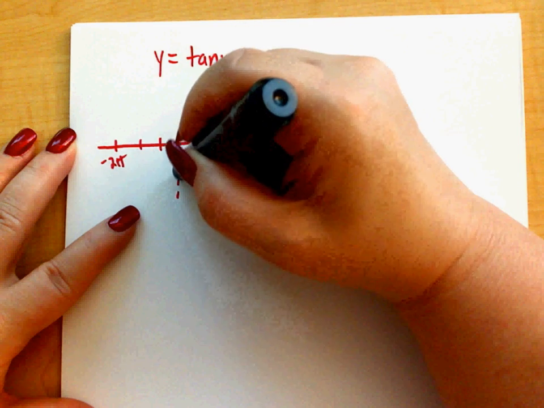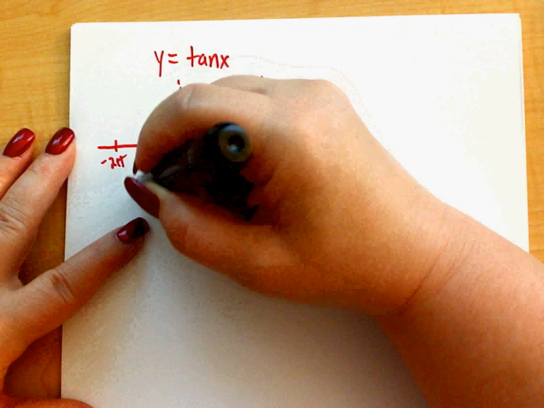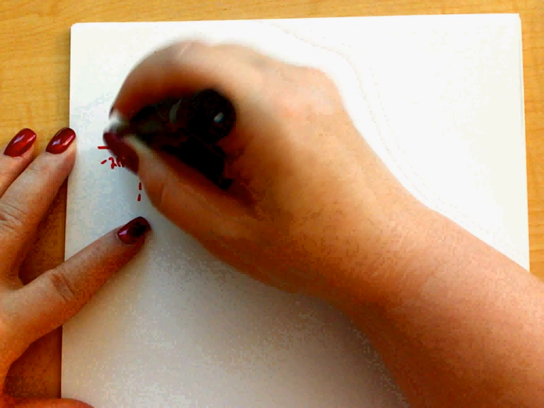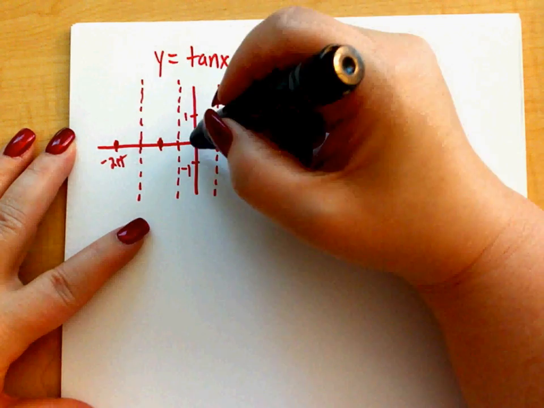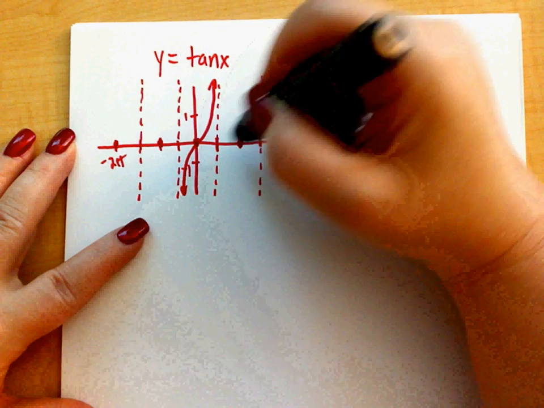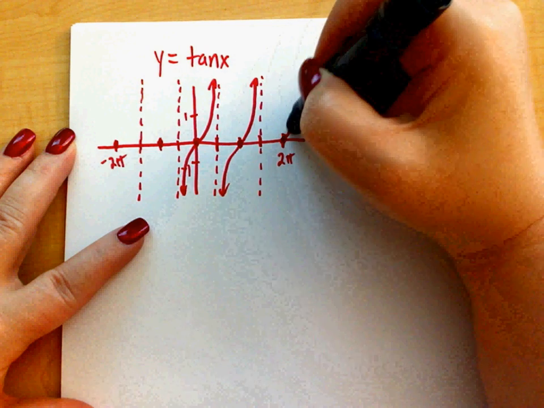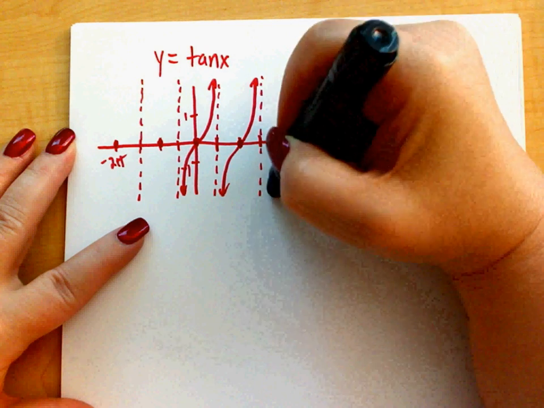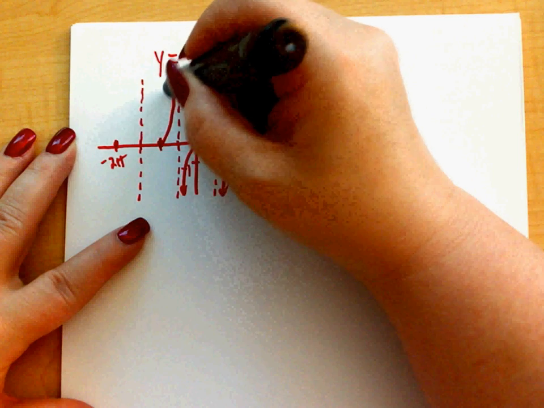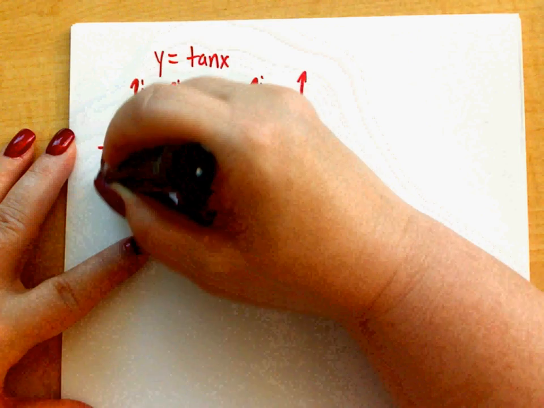So what do we have next here? Negative pi over 2, an asymptote, then at 0. Then we have a vertical asymptote, and then at 0. The picture of tangent, the actual graph, goes up on the right, down on the left. So it looks rather like this.